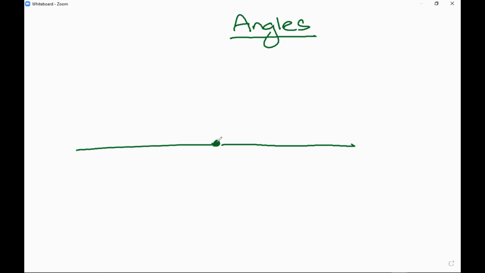Now, if I draw a line like this and if this whole angle is 180 and this is 80, then what must this be? If it adds up to 180, it's got to be 100, right?